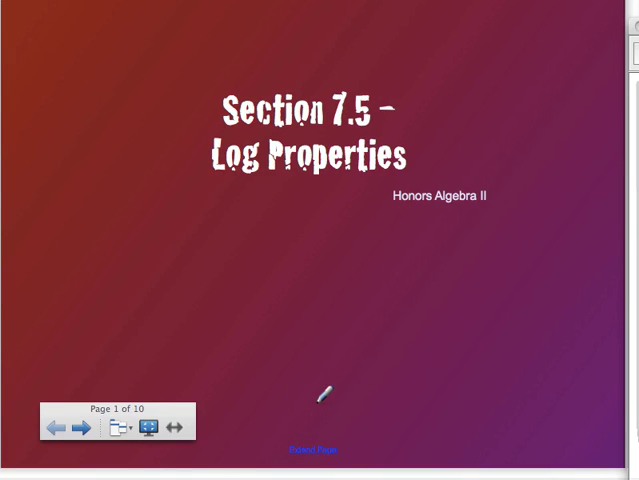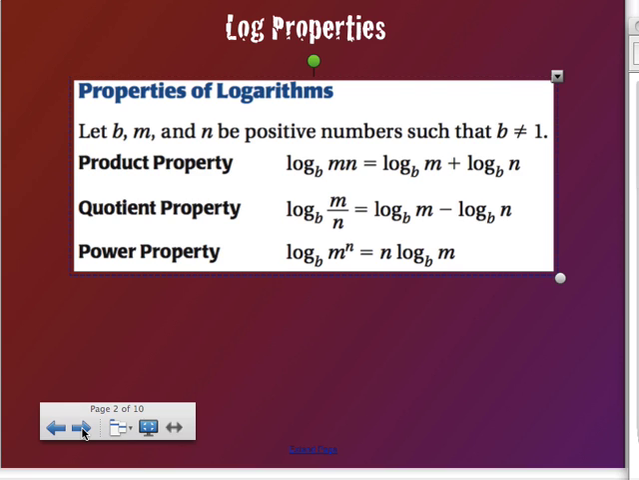Welcome to your 7.5 video on log properties. Kind of like exponent properties, logs also have similar rules that we have to abide by in order for the math to work. Now, officially, here are your properties. There are three properties we need to live by: a product property, a quotient property, and a power property.